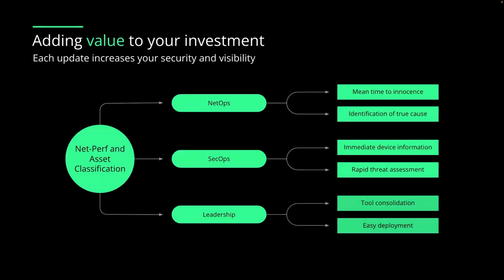You have one sensor and one truth for both your NetOps and SecOps teams. There is no additional infrastructure required, and you can stretch your Corelight investment to serve both your teams without additional vendor overhead. So now that we've seen a brief overview, let's look at how to enable asset classification and NetPerf logging in Corelight Fleet Manager.